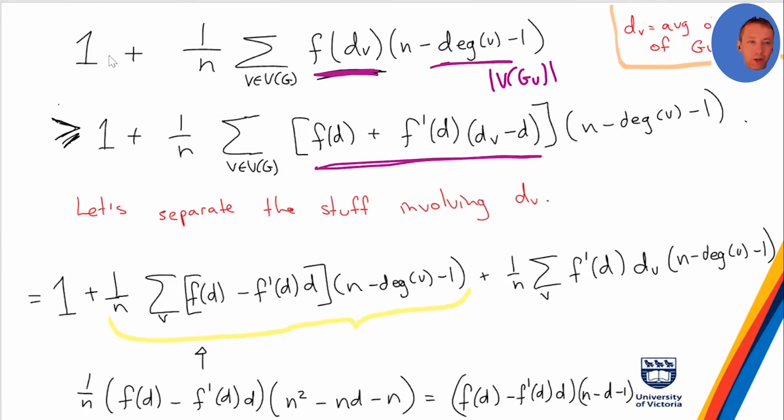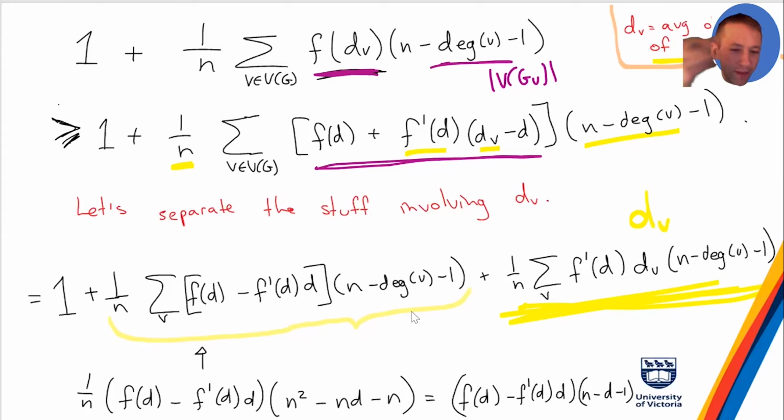Remember, the annoying thing was this dv. So let's separate the stuff that involves dv from the rest. dv, remember, is the average degree in GV. GV is what you get from deleting v and the neighbors. If we separate it, dv gets multiplied by f prime of d and this, basically. And there's still this 1 over n in front of everything. So that's where I get this sum. This is all the stuff involving dv, and this is all the other junk. If you do the multiplying out, you'll see that that's correct. It's either correct now or there are typos which will fix themselves later, but we'll see.